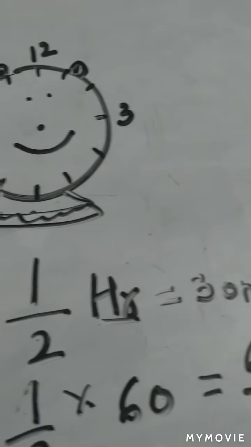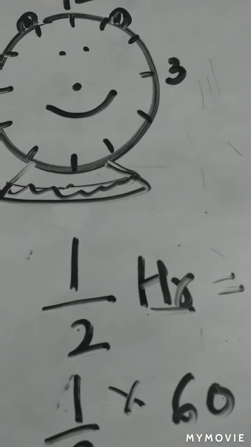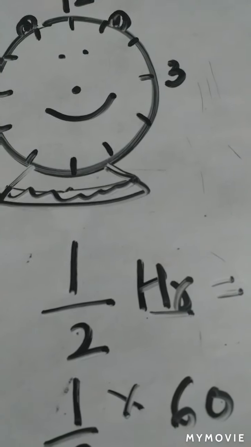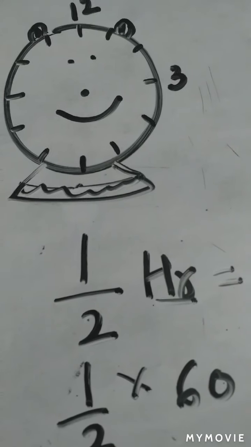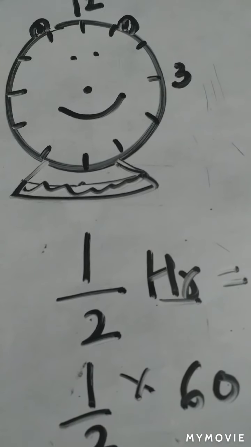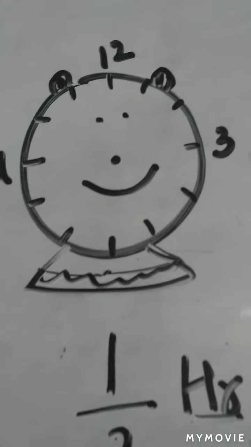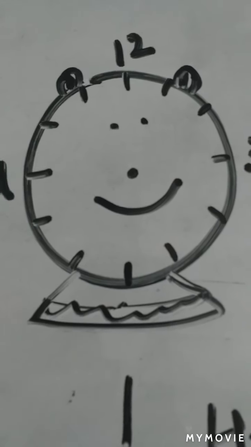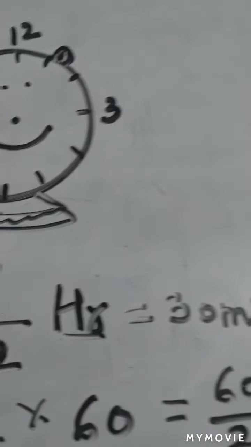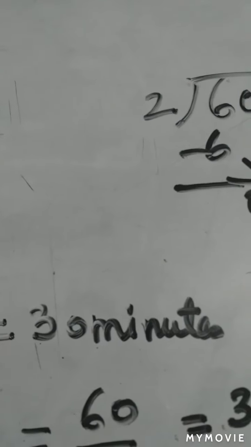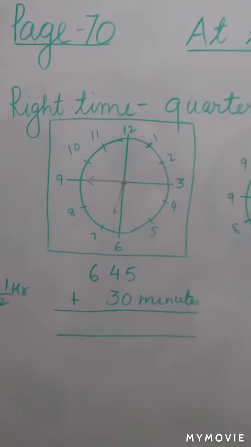Otherwise, half is mostly 50. Half of 100 centimeters, 1 meter, is 50 centimeters, and half of a rupee is 50 paise. But when it comes to time, because 1 hour is equal to 60 minutes, half an hour will be equal to 30 minutes. Now let us understand one more thing.